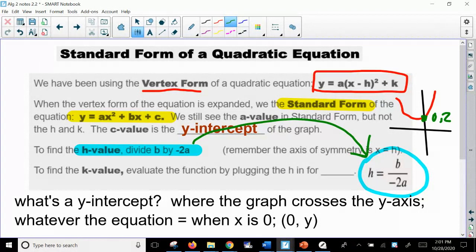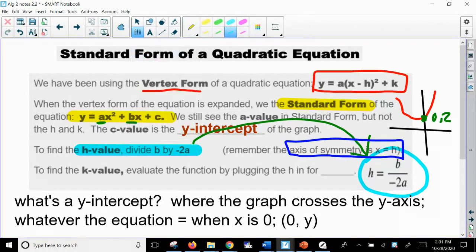You take b, wherever b is in your standard equation, put it on top, and divide it by -2 times whatever the a value is. And then just simplify. And that would be your h. Once you know what h is, that would be your axis of symmetry. Don't forget the axis of symmetry is x equals h.